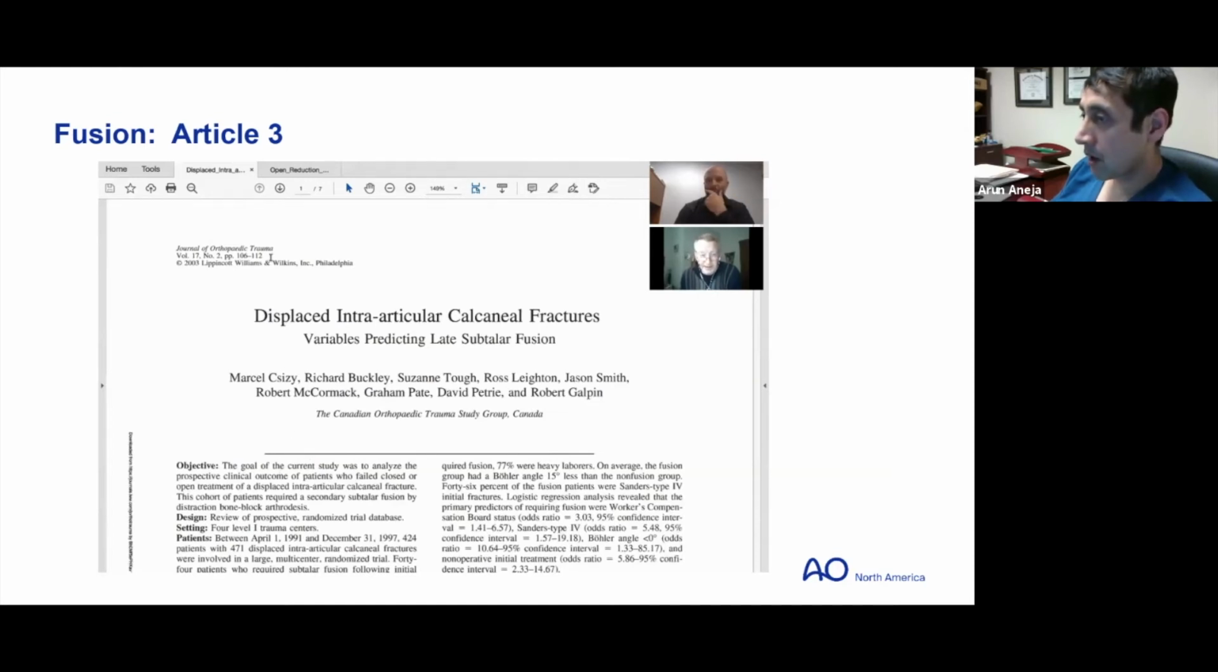And a good thing about a primary fusion, it heals up more quickly and they can start weight bearing more quickly. That's something that I think most calc fractures, when you do them, they need an extended period, at least 8 to 10 weeks, while most fusions, after 6 weeks, you've got a solid fusion and you can start walking. So I think that's an advantage.